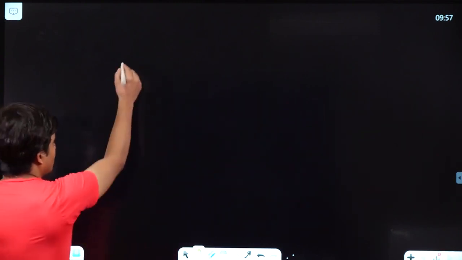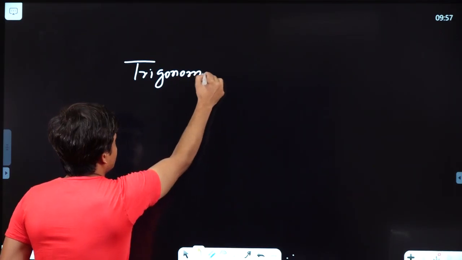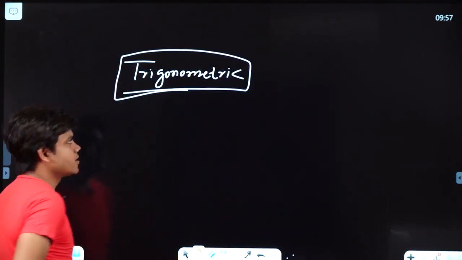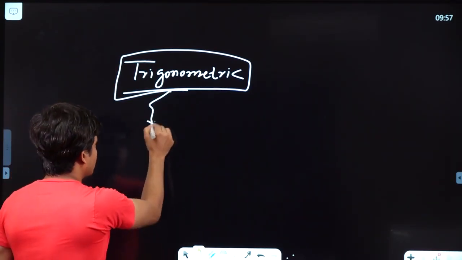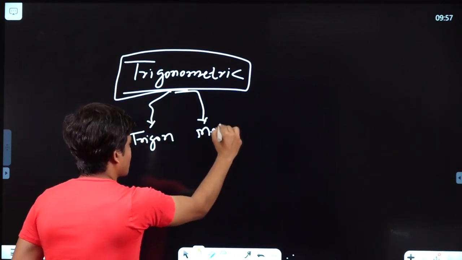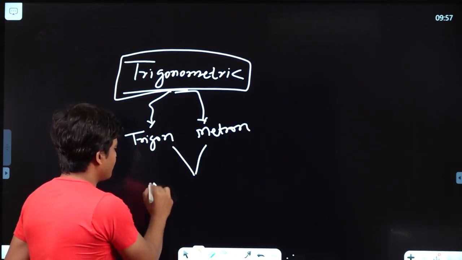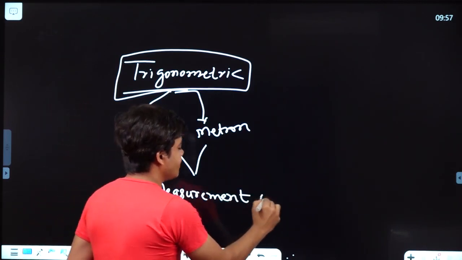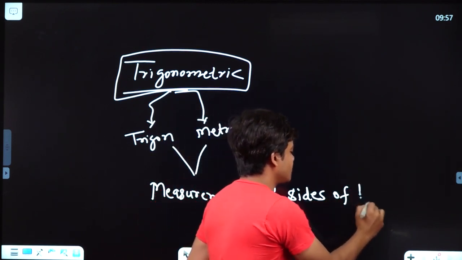So first of all, what is trigonometry? When we discuss this word, two words come to our mind: trigon and metron. These two are Greek words and their meaning is measurement of sides of a triangle. All right, measurement of sides of a triangle.